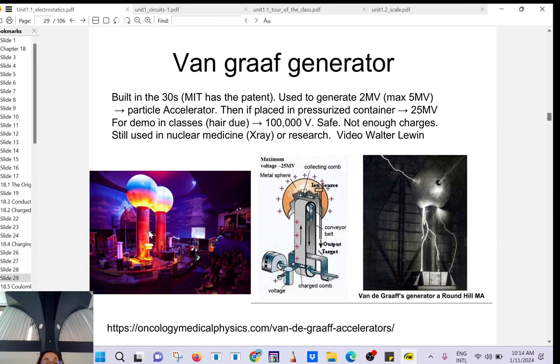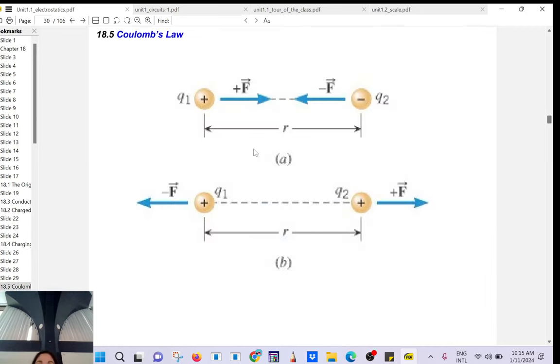But nevertheless, if you go to Boston, the Van de Graaff generator was donated to the Science Museum. They built another one, and they do this crazy demonstration. So this is called a Van de Graaff generator, an amazing invention. Nowadays, in research, you still use them. It's still used for research.